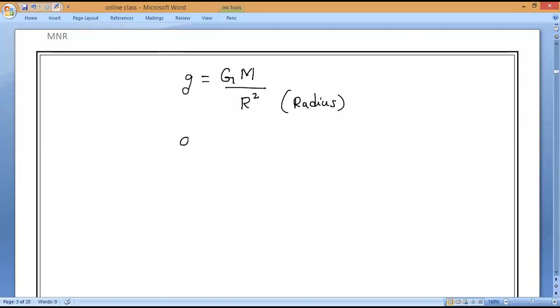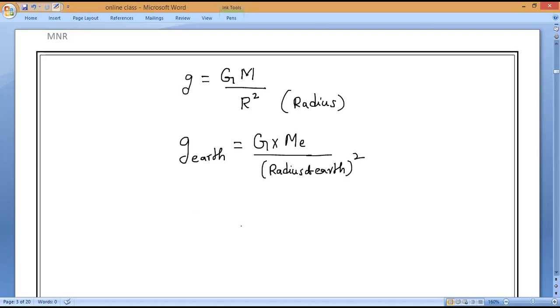So if you take, for example, acceleration due to gravity of Earth, what is the formula of Earth? We can take capital G into mass of Earth divided by radius of Earth squared. Is it yes or no? Yes, Mitakshri? Radius of Earth. Yes, sir. So this is the formula.